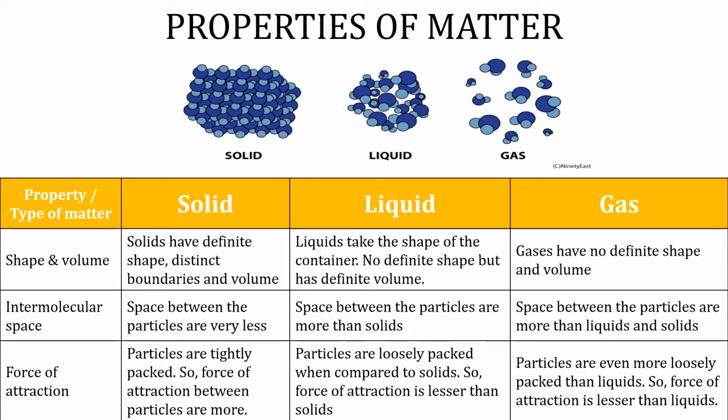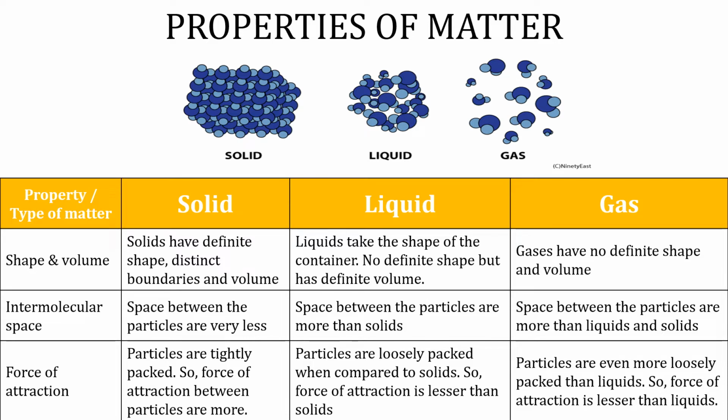The next property is intermolecular space. It's nothing but the space between the particles of matter. In solids, the space between the particles is very less since the particles are tightly packed. In liquids, the space between the particles is more than in solids since the particles in liquids are loosely packed. In gases, the space between the particles is more than in liquids and solids since the particles in gases are very loosely packed.